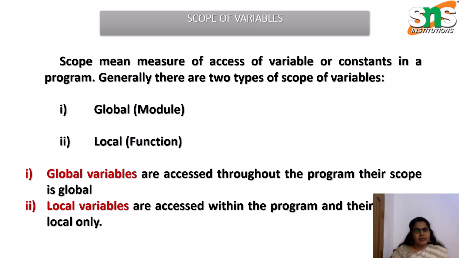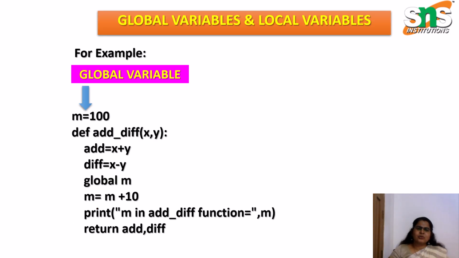And next, scope of variables. Scope means the measure of access of a variable or constant in a program. Generally there are two types of scope of variables: one is global module and another one is local function. A global variable is accessed throughout the program, so its scope is global. Local variables are accessed only within the function where they are defined. Now we are going to see local and global variables.